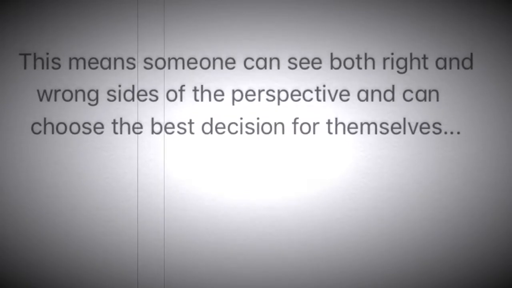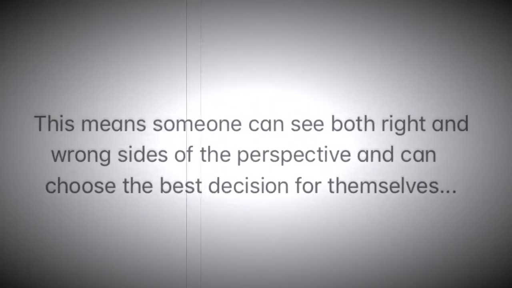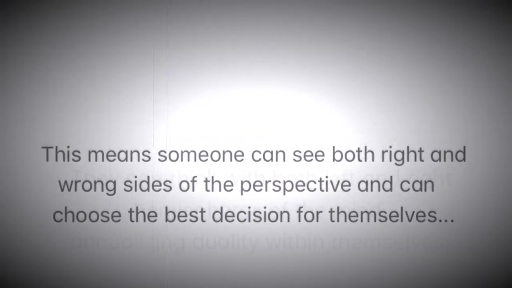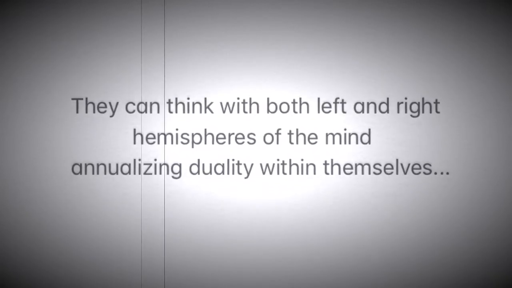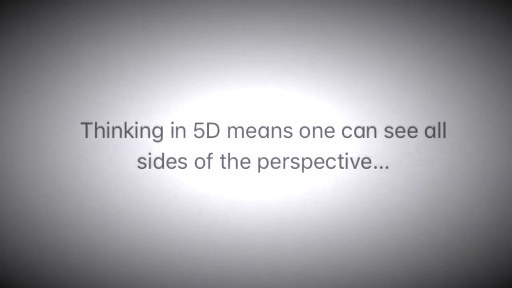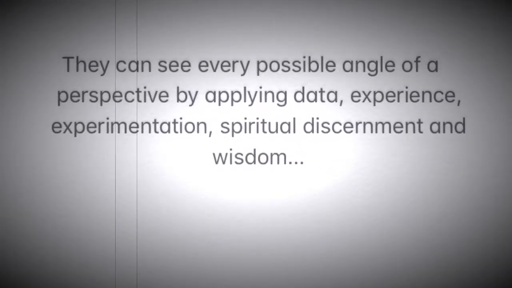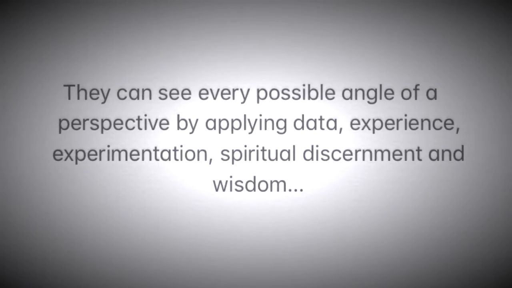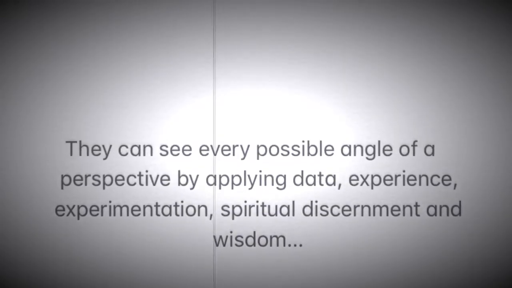This means someone can see both right and wrong sides of the perspective and can choose the best decision for themselves. They can think with both left and right hemispheres of the mind, analyzing duality within themselves. The decision they make is based on proof and experimentation. Thinking in 5D means one can see all sides of the perspective. They can see every possible angle of a perspective by applying data, experience, experimentation, spiritual discernment, and wisdom.